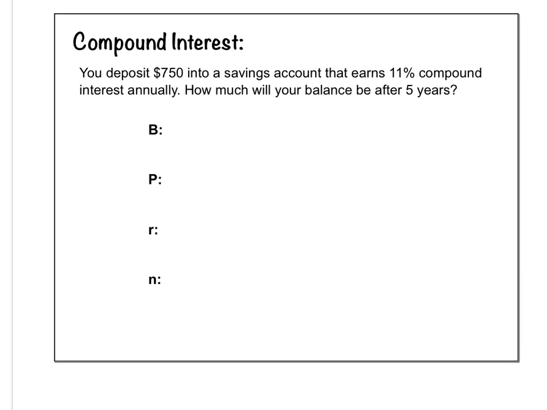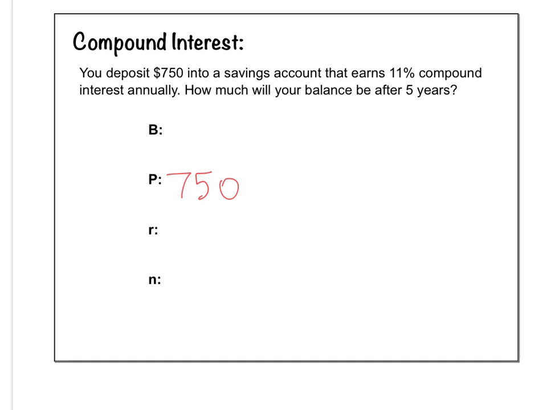This problem says you deposit $750 into a savings account, and this time it earns 11% compound interest annually. How much will your balance be after 5 years? Just like with the simple interest problem, it's good to start off by filling in what you were given. So I see that $750, that is my principal.